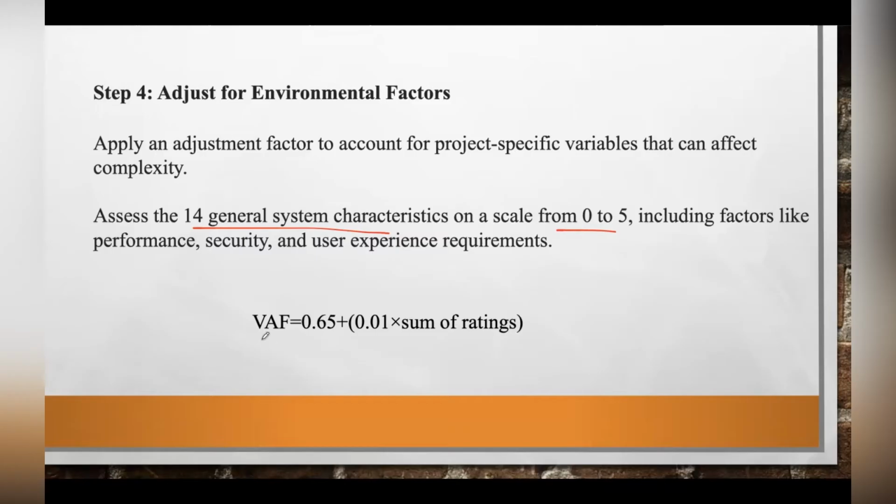And this is the formula we use for calculating VAF: 0.65 plus 0.01 times the sum of ratings. So we take the sum of all these 14 general system characteristics, which gives you the sum of ratings. You need to multiply that with 0.01 and then add the result to 0.65.